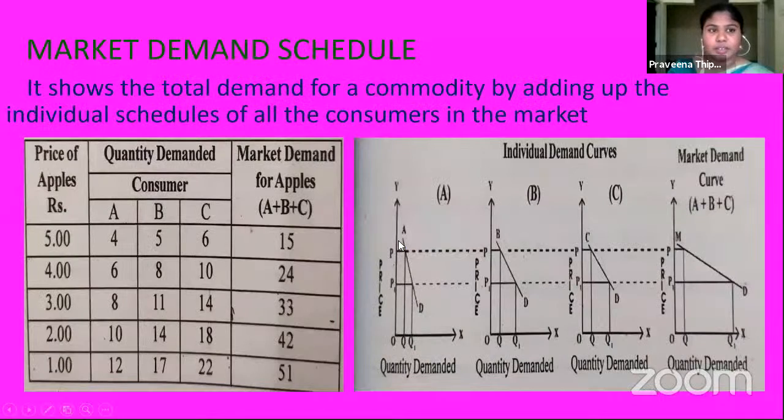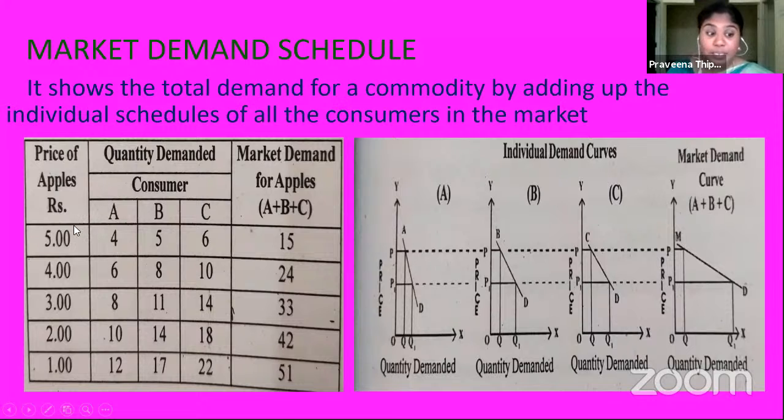Next, children, it is the market demand schedule. So what is the market demand schedule? It tells about the total demand for a commodity by adding up the individual schedules of all the consumers in the market. Means what is the demand made by all the consumers in the market. So this is the market demand schedule, children. See here the price of apples is given. Then the quantity demanded of the consumer. So here we have taken 3 consumers, A, B and C, and this is the market demand for apples.